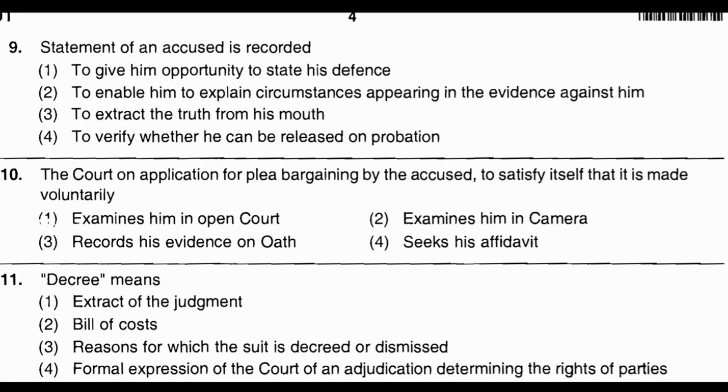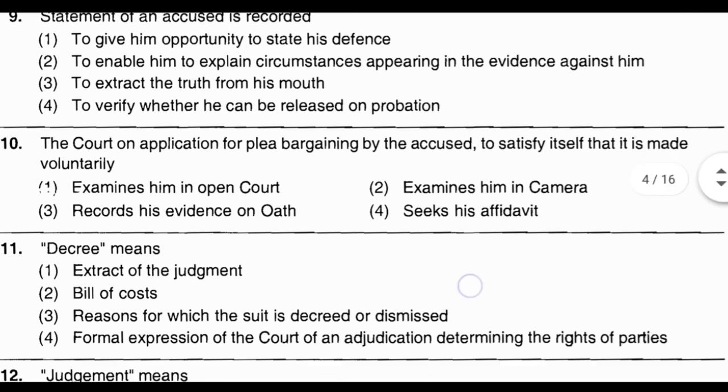Now question number 10. The court, on application for plea bargaining by the accused, to satisfy itself that it is made voluntarily. Option number 1, examine him in open court. Option number 2, examine him in camera. Option number 3, records his evidence on oath. And option number 4, seeks his affidavit. And the correct answer is option number 2, examine him in camera.